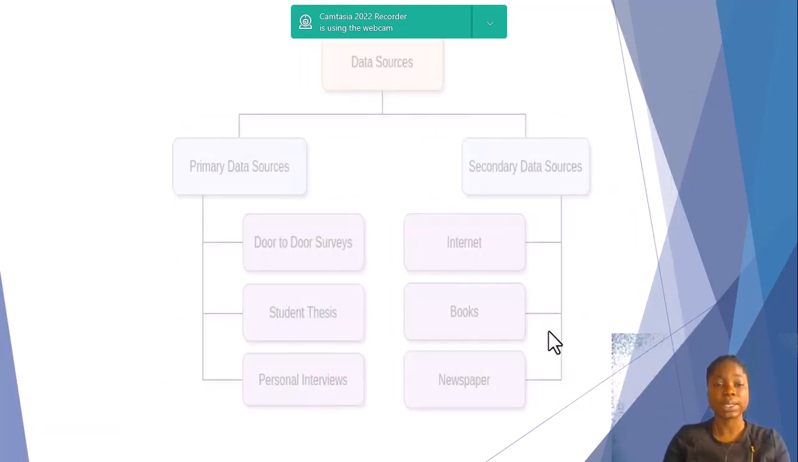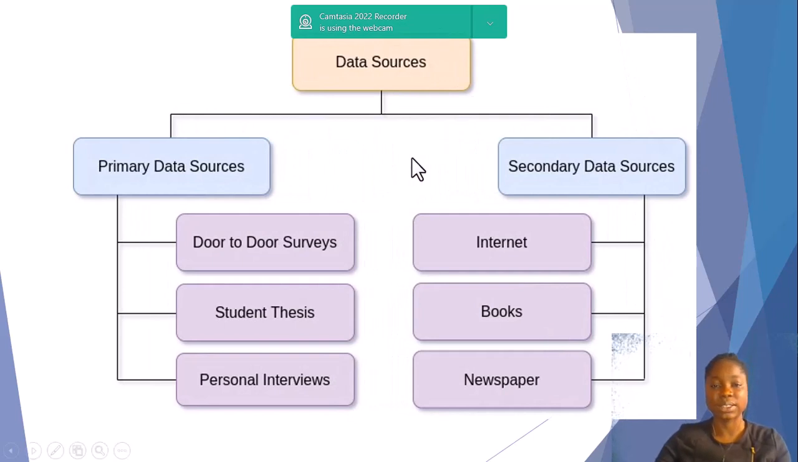Let's go to our next slide. Yes, let's just look at this diagram. Data sources. So primary data, secondary data. How do we get our primary data? Door-to-door surveys, student essays, personal interviews. While for secondary data, we have the internet, books, and newspaper. If you look at the door-to-door survey, people share forms, please help us fill this form. Students go about, please let me fill this questionnaire, help me share your whole view about this, and personal interview.